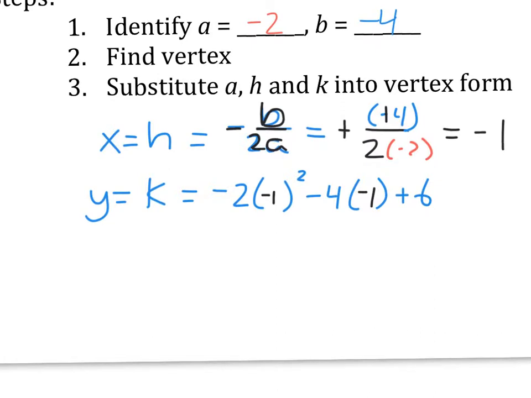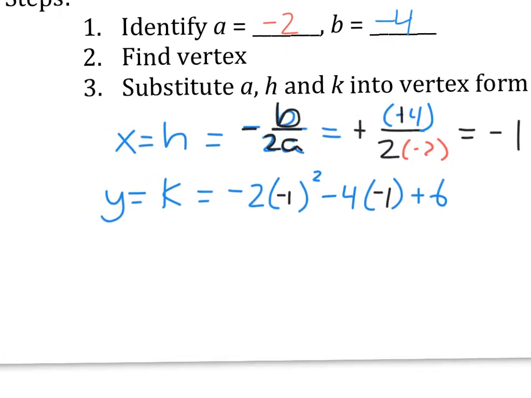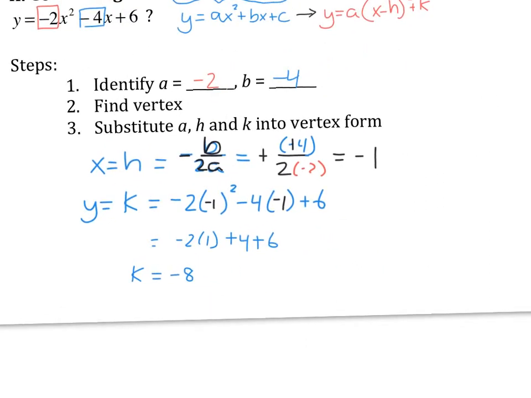All right, now we simplify here to get -2 times 1, because the double negative is positive there, (-1) squared. -4 times -1 is +4. Bring down the +6. And my final value here for k is going to be -8. So what's my vertex? (-1, -8). All right, good. Thanks for checking me. That's positive there and a positive there.